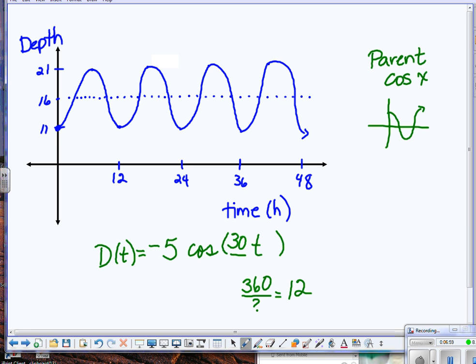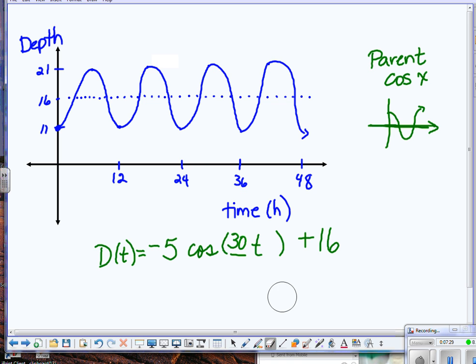I have not moved this function to the right or to the left. It is exactly upside down of a parent cos function, so I don't need anything else in the brackets. And then I need to decide if I've moved my function up or down from a normal parent function centered around the x-axis, and I have. I've moved it up 16. So I've used all my key features to come up with an equation.